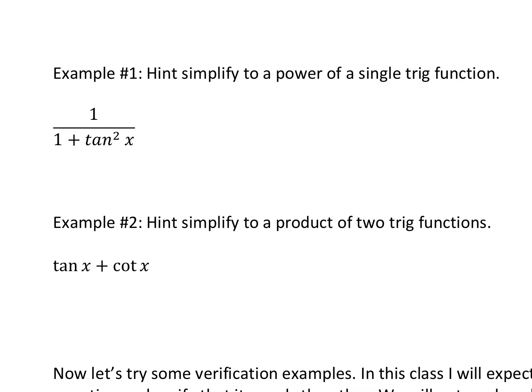First one here. It says we want to simplify this to a power of a single trig function. Single trig function: sine, cosine, tangent, cotangent, secant, cosecant. One of those 6, but we're going to simplify it to a power of one of those. So if you look on your sheet, where do we see 1 plus tangent squared of x? Number 10 on your gold sheet. This can change into secant squared. So 1 divided by secant squared of x. That's using number 10 on your gold sheet.